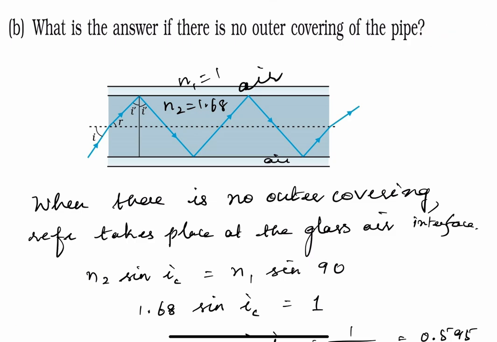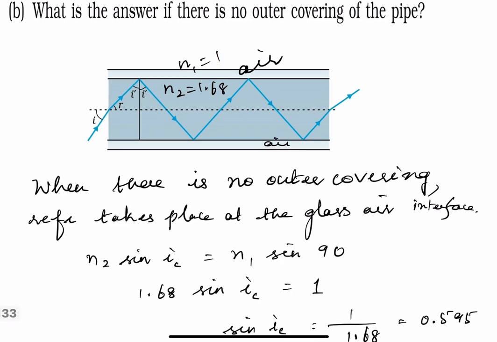Which means the center one is the core, there is no cladding. This portion is not there. This portion is not there. Instead it is air. So its refractive index is 1. Now, when there is no outer covering, refraction takes place only at the glass air interface.